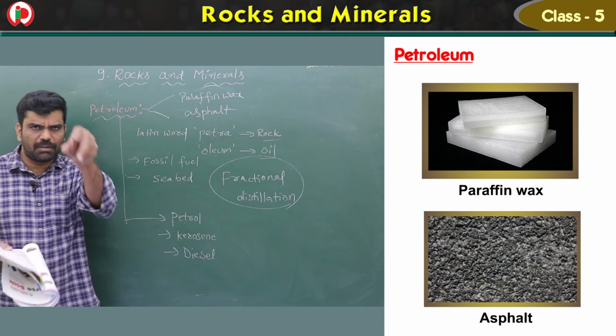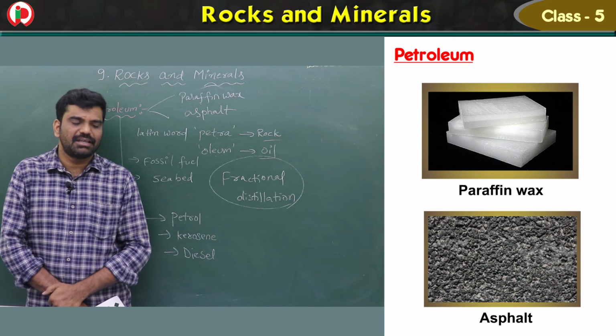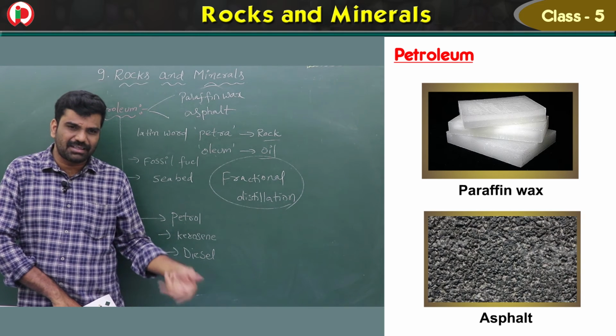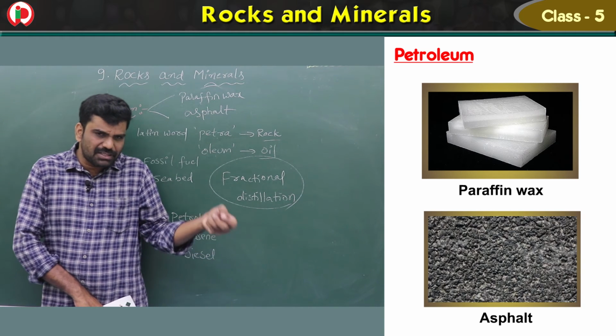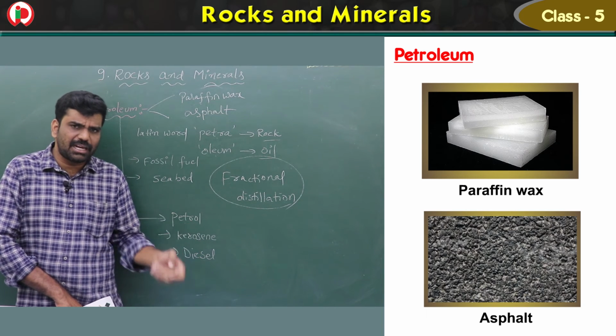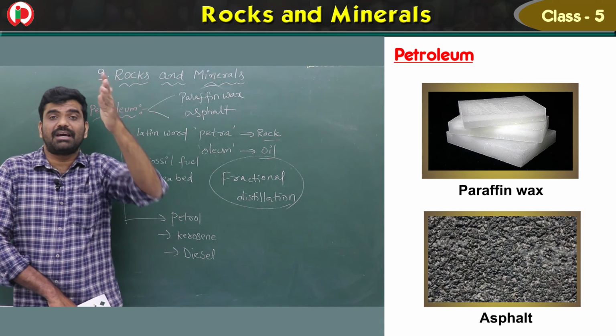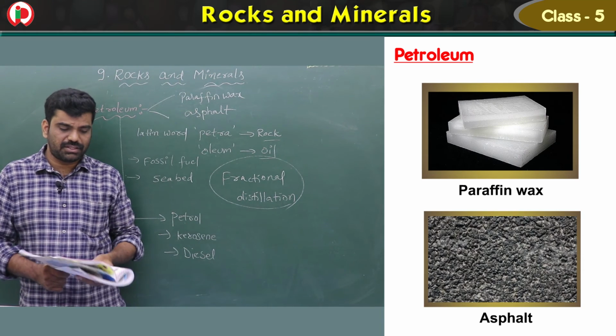So coal and petroleum are called fossil fuels. Why are they called fossil fuels? They are formed under the earth, from the dead remains of plants and animals. They are formed from the dead bodies of plants and animals which were buried over millions of years ago. That is why they are called fossil fuels. Okay.